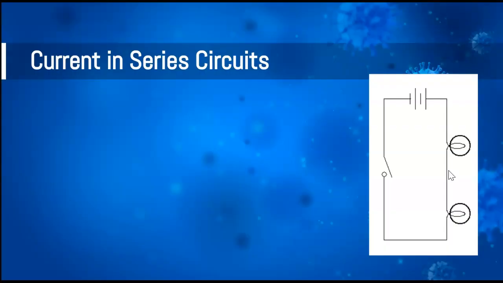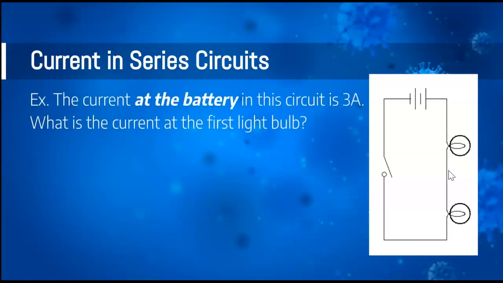Now, an example. So the current at the battery in this circuit is 3 amps. What is the current at the first light bulb? Well, let's call this the first light bulb. All right, so the current at the battery is 3 amps. What's the current here? Well, since the current has to be the same everywhere, and the current at the battery is 3 amps, then the current here must also be 3 amps.